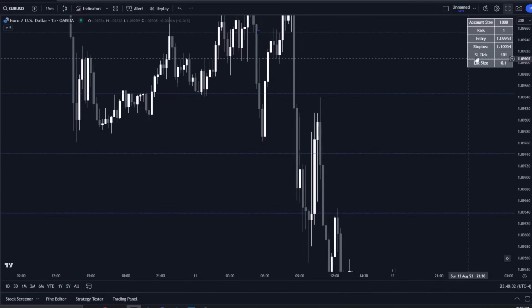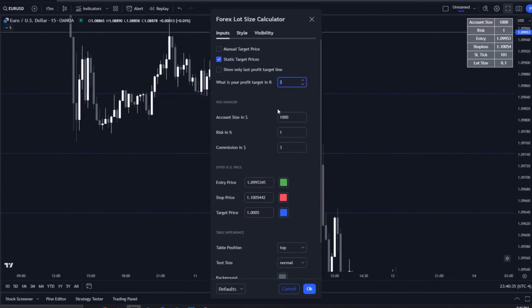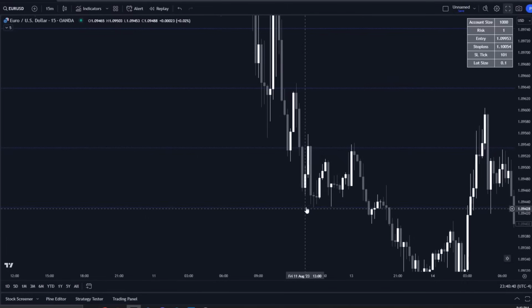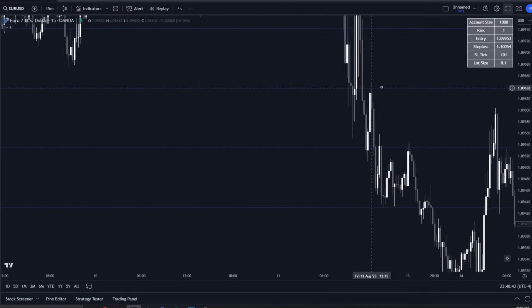You can also adjust this right here. You can write 4 or 5. It depends on, if you want to see 5R, then it's going to give you now this is 5R. So at this level, you're getting 5R.